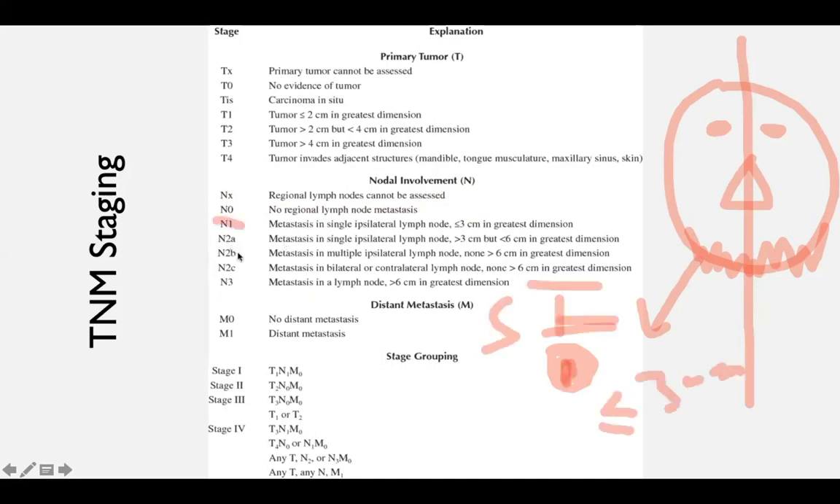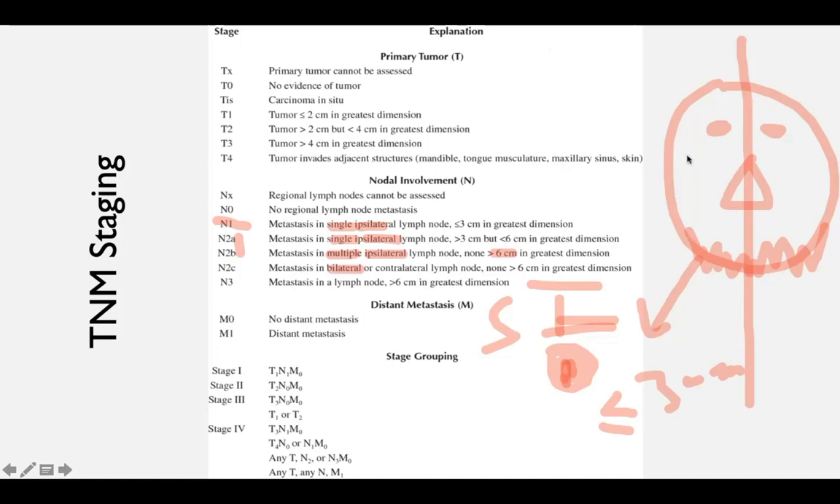And N2 is divided into A, B, and C, where 2A will be like N1, single ipsilateral, but the size will be more than 3 centimeter up to 6 centimeter. Whereas 2B will be multiple ipsilateral lymph nodes with size greater than 6 centimeter. So not only does it change to multiple when going from 2A to 2B, but the size is also greater than 6 centimeter, not like 3 to 6 centimeter. And 2C is now bilateral. So up to 2B, 2A, everything was ipsilateral, and now we have bilateral or contralateral.